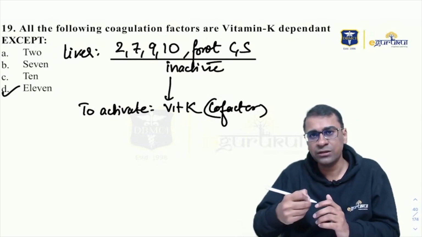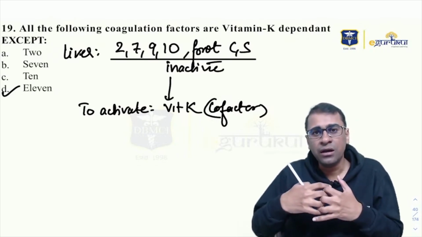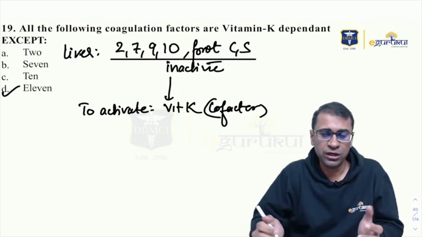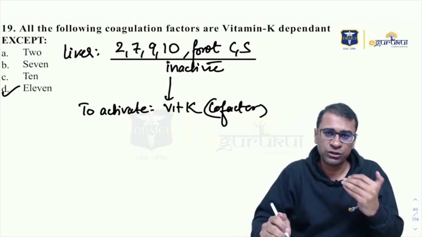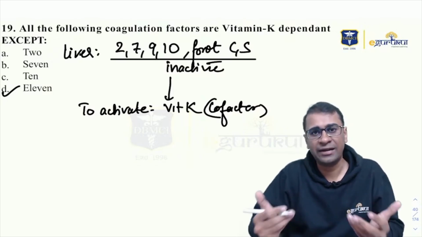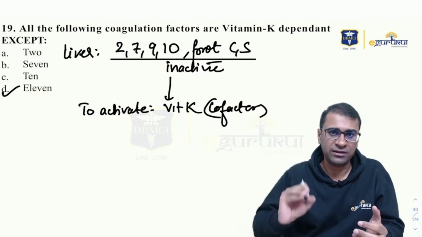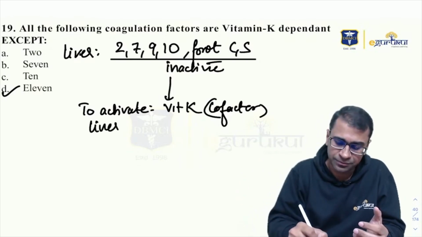And this activation adds what? A gamma carboxyl to glutamic acid residues. Now when there is addition of this gamma carboxyl to glutamic acid residues, they all become activated. Vitamin K acts as a cofactor, and hence we call these vitamin K dependent factors. This happens where? In the liver again.